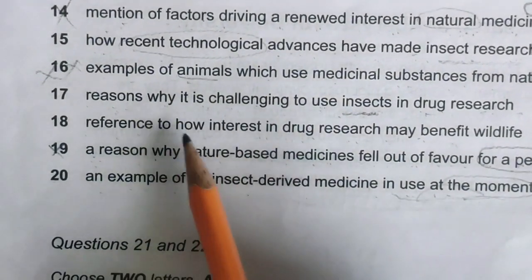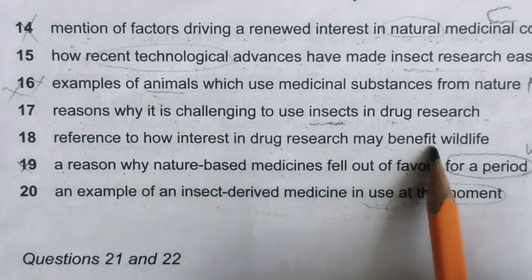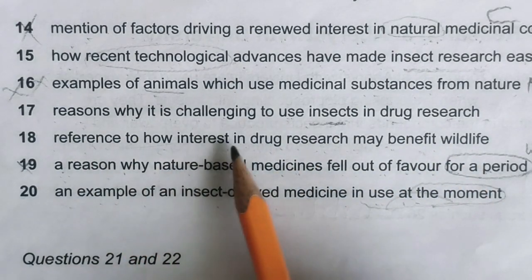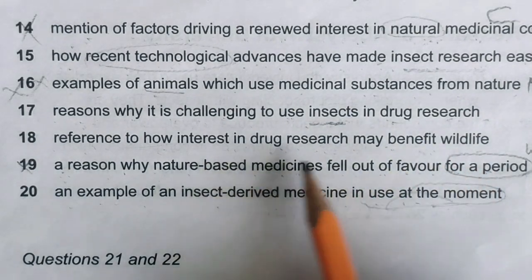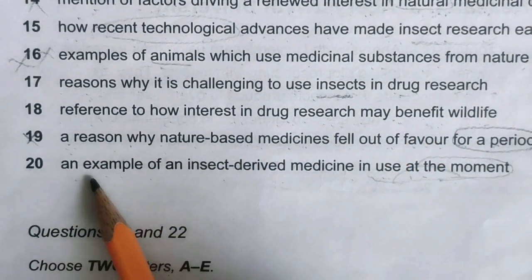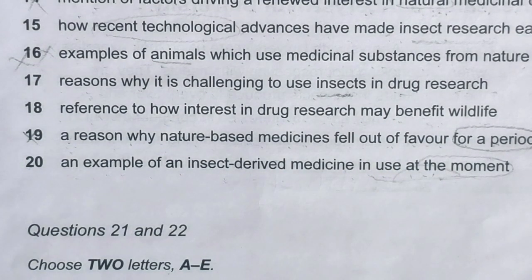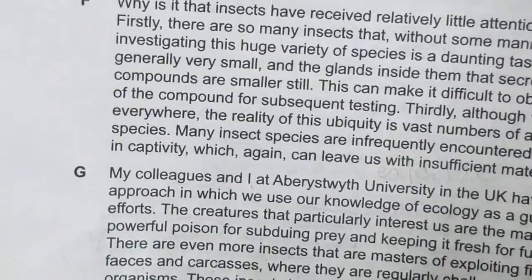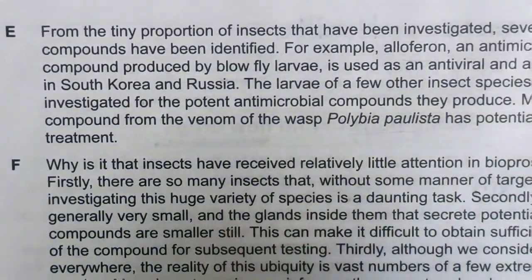Okay, the 18th, reference to how interest in drug research may benefit wildlife. So no, it was not given. An example of an insect-derived medicine in use at the moment. No. So it means there is no answer we have found in the D paragraph. Let's move on to the E paragraph.